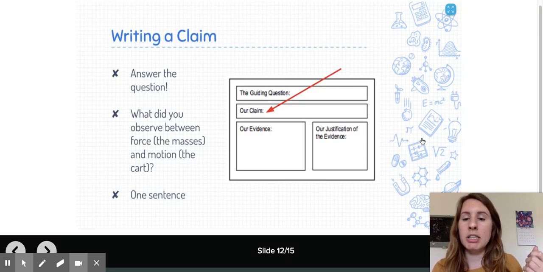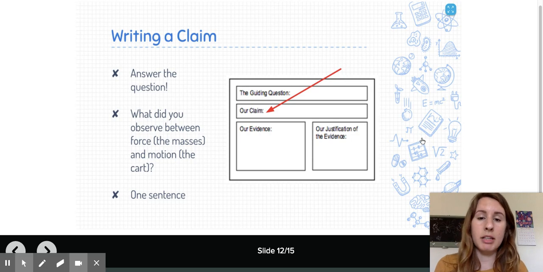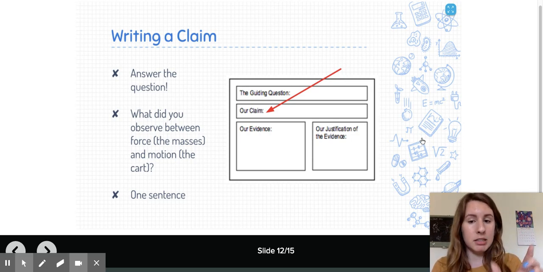And in your sentence, all you need to talk about is their relationship together. So tell me, is it direct? Is it inverse? When you increase this variable, how did the other variable react? That is what you're putting in one sentence.